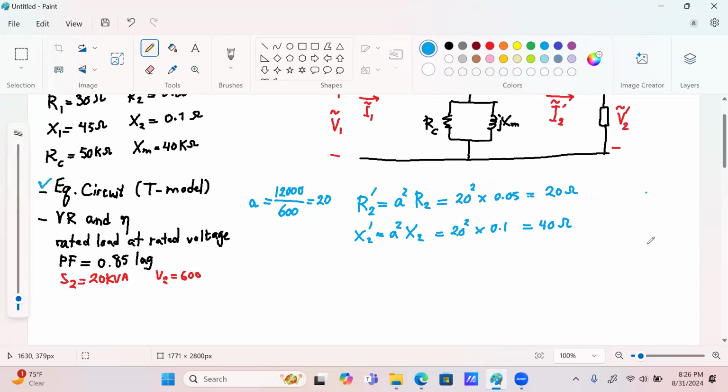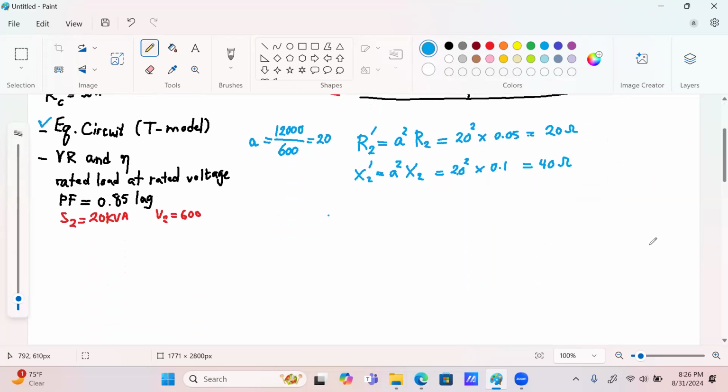So what I can do is say my voltage on the secondary side is rated, which is 600 volts. And recall that usually the load side voltage is considered the reference. So we set the angle to be 0 degrees. However, what I am interested in is V2 prime, which is going to be A times V2. A is 20 times 600, which is 12,000, essentially the rated voltage on the primary side with an angle of 0.